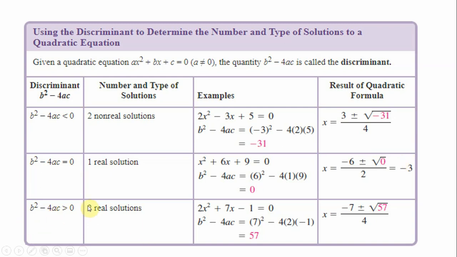If b squared minus 4ac is greater than 0, I've got two real solutions. So here's an example, 2x squared plus 7x minus 1 equals 0. I do the discriminant b squared minus 4ac, and I get 57. Since that is positive, I can take the square root. I've got plus and minus versions: negative 7 plus the square root of 57, and negative 7 minus the square root of 57, and both of those are over 4.